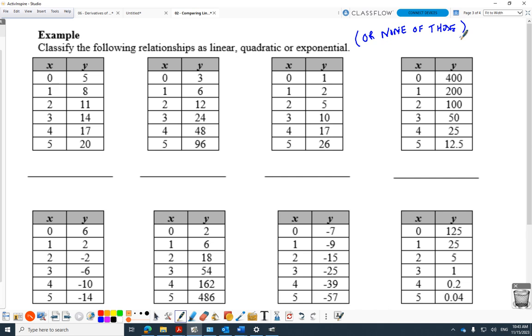I like to poach questions. I'm going to go find a linear one. Can anyone find a linear one?